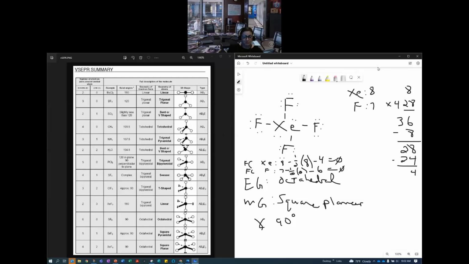If you need more experience with looking at resonance, we talked about the O3 molecule. We saw that one of the oxygens had a double bond and one did not. So for resonance structures, one would have the double bond on the left-hand side, one would have the double bond on the right-hand side. So those are my structures, and hopefully that takes care of everything that you need.